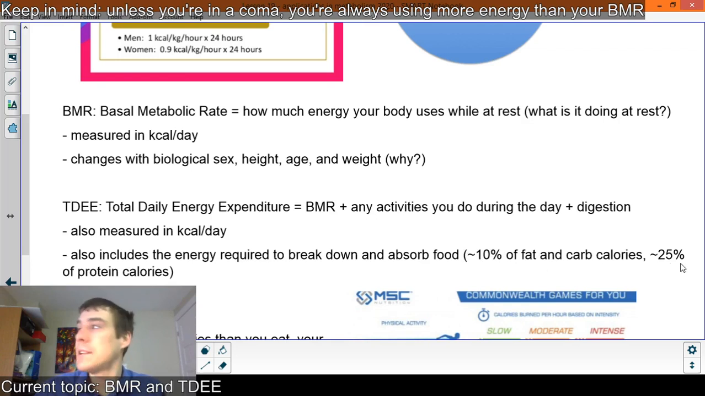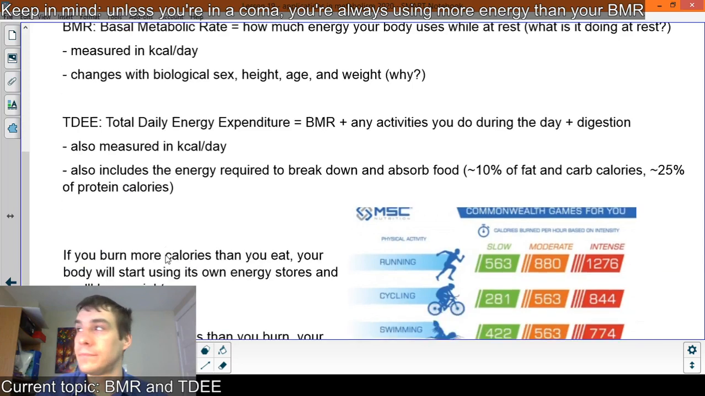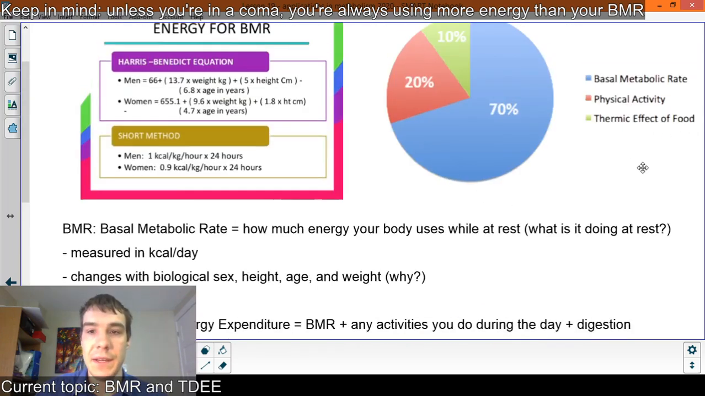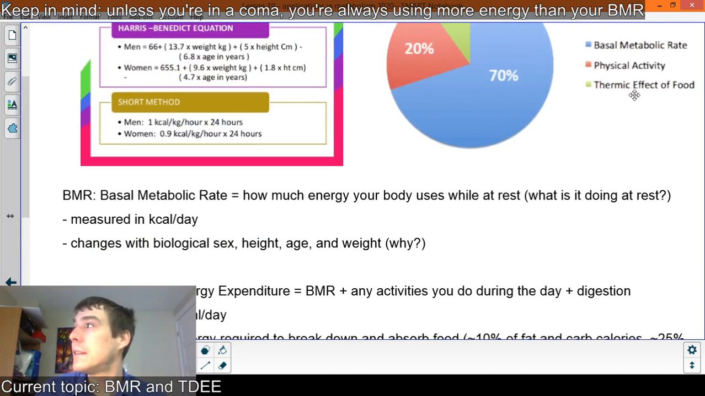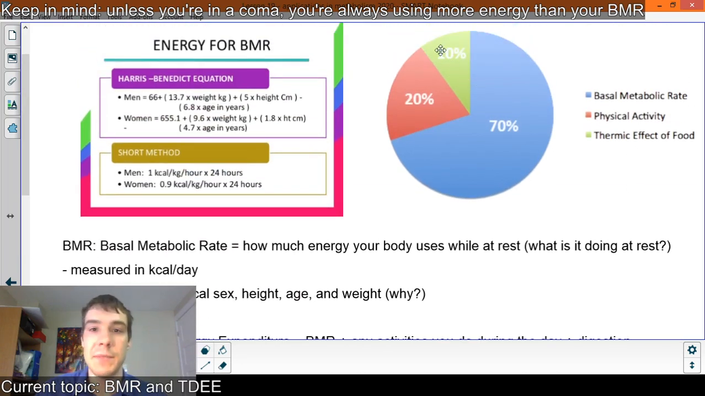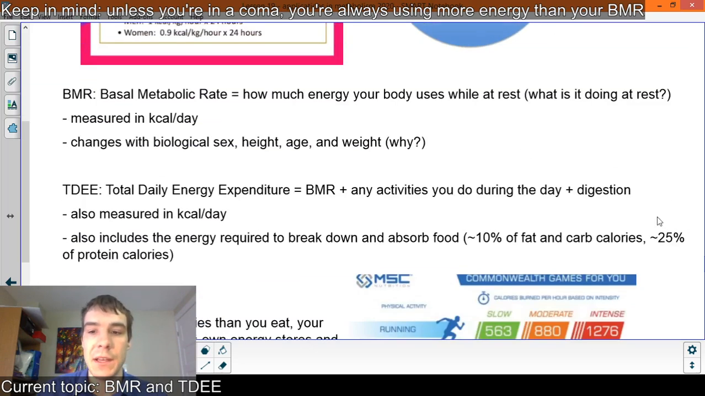But protein, it's actually much higher. It's 25% of the calories in a protein are used breaking up the protein because they go through a lot of processing. And this is why people say that protein fills you up more for the same number of calories, because it takes your body time to break up the protein. That's the thermic effect of food, that green slice. It's about 10% of a normal diet. If you're eating a lot of protein, it's going to be more than 10% because protein takes a lot of energy to process.